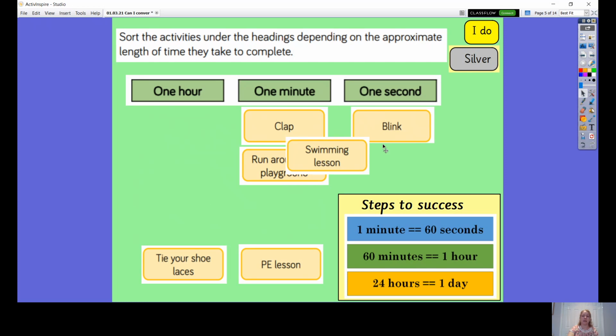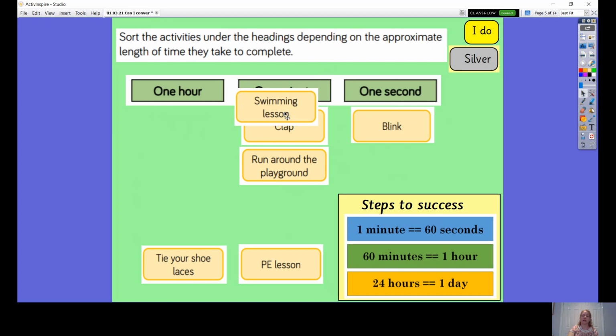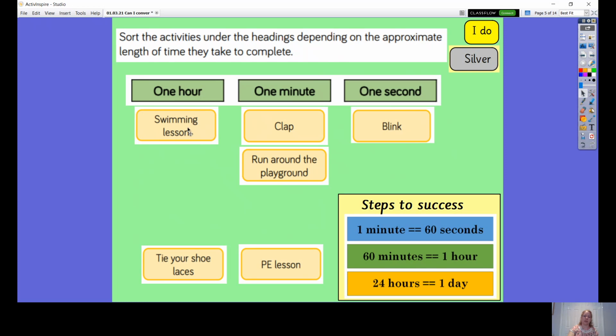A swimming lesson. Be a really short swimming lesson, wouldn't it? Oh, not really worth getting changed for. You wouldn't even get in the pool in a second. Likewise, a minute. That's a lot of getting wet and getting dry for 1 minute. So swimming lesson is more likely to go in an hour. I know all swimming lessons aren't always an hour long, but it's more like the hour, isn't it?